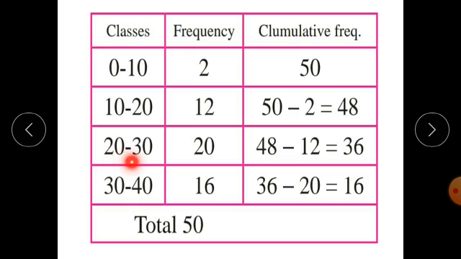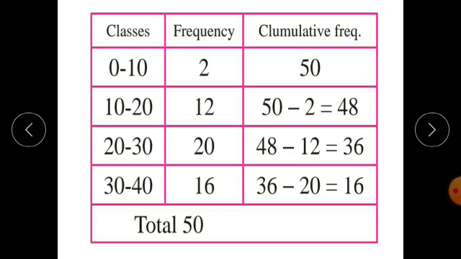Now for the class 20 to 30, frequency is 20. So more than or equal to type cumulative frequency is 48 minus 12, which is equal to 36. Now for the class 30 to 40, frequency is 16. So more than or equal to type cumulative frequency is 36 minus 20, that is 16.